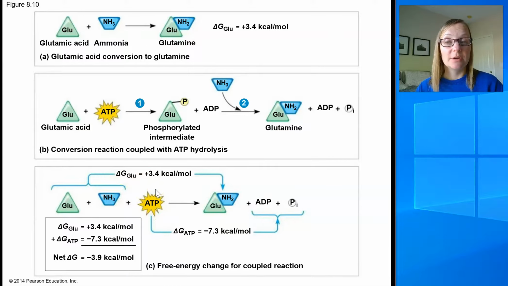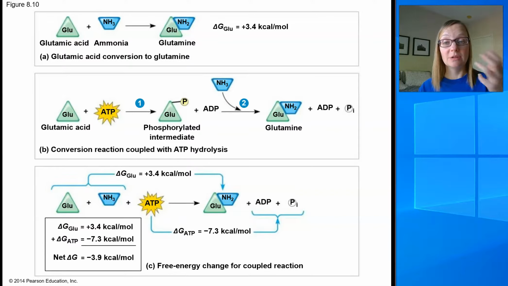This is an exergonic process when you hydrolyze it. So when you cut ATP to form ADP and the inorganic phosphate, this will release 7.3 kilocalories per mole, right? This is a negative delta G. This is a spontaneous process. It releases energy. So if we add these two together, right, we release 7.3 kilocalories per mole, and we need 3.4 kilocalories per mole. Overall, for the coupled reactions, that gives us a net delta G of negative 3.9 kilocalories per mole. That means those extra 3.9 kilocalories get released.